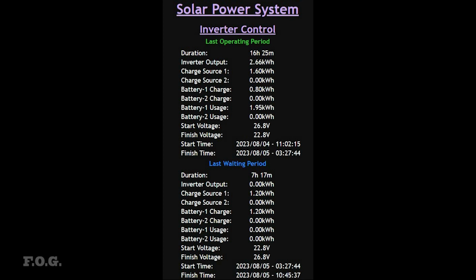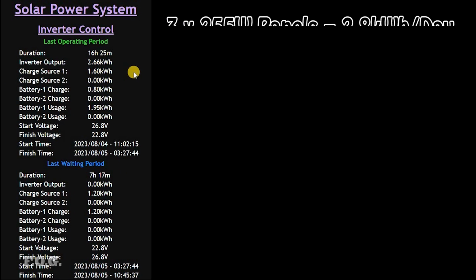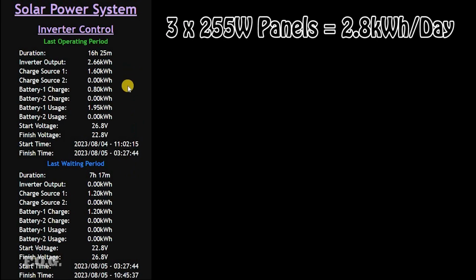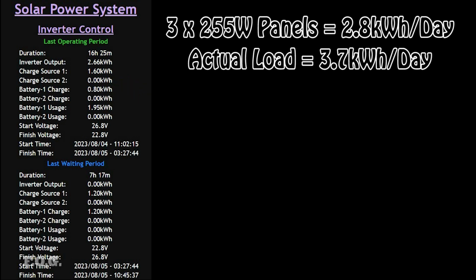based on the data I've seen so far, generally a sunny day generates around about 2.8 kilowatt hours of power. And the load that I operate with generally consumes around about 3.7 kilowatt hours of power per day. This means for around about 7 or 8 hours of the day, usually in the early morning, the system will switch to the grid to get its power.